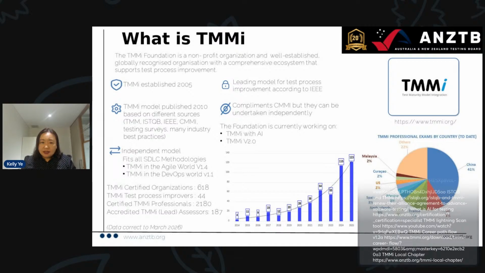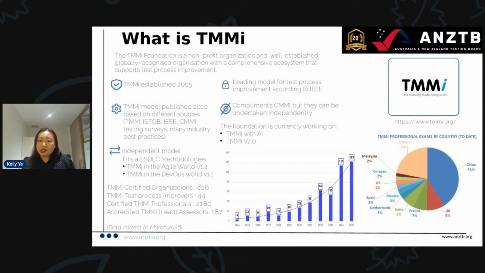In 2018, IEEE recognized TMMi as the leading model for test process improvement, which is a significant endorsement of its value. At the beginning, TMMi was based on waterfall or sequential projects. It has proved effective across various lifecycle models. And to address Agile-specific needs, the TMMi Foundation released a paper which we call TMMi in the Agile World.